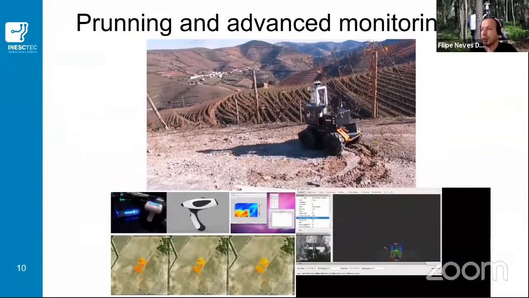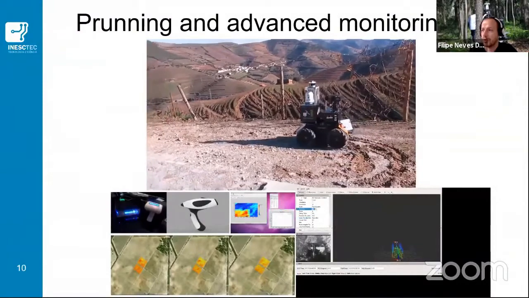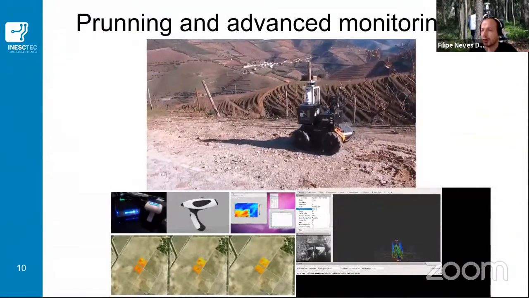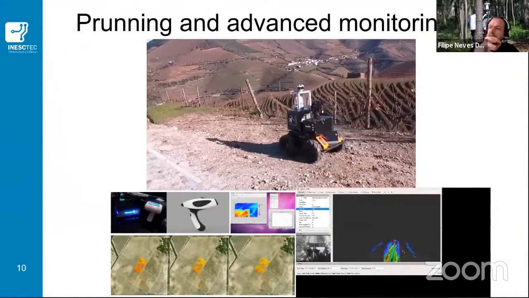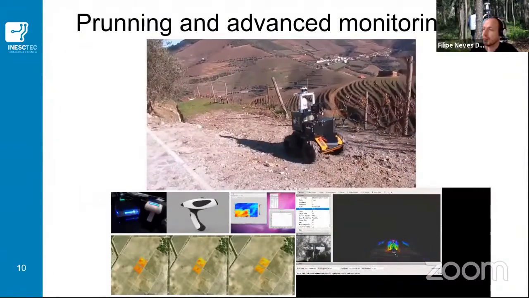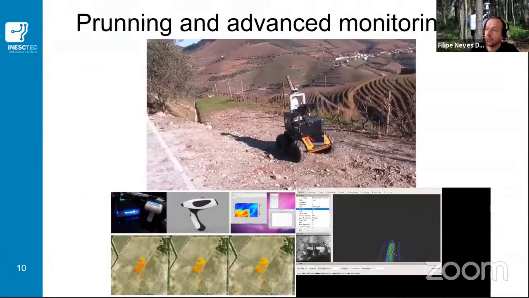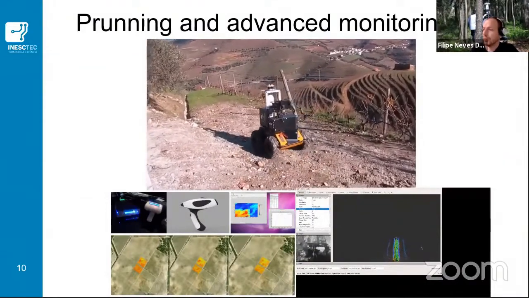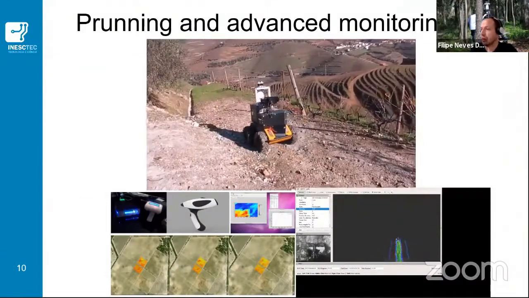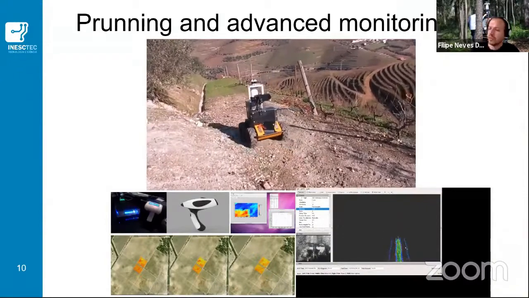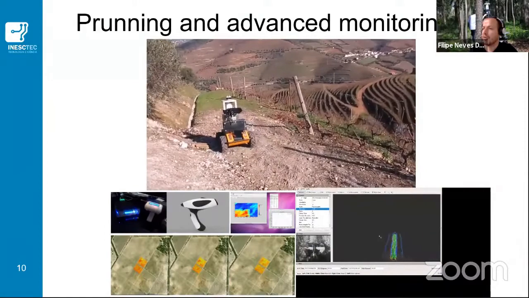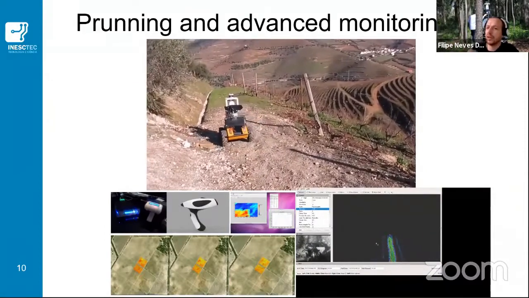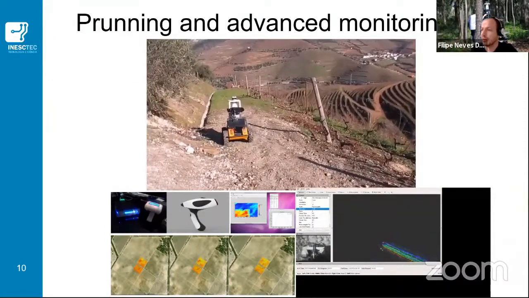So this is an example of our robot operating in a steep slope vineyard, in a Portuguese vineyard that is placed in a steep slope context. As you can see, the robot is able to go to this vineyard to localize, and afterwards in the below you can see some maps of the maturity that we collect using this robot on these fields.